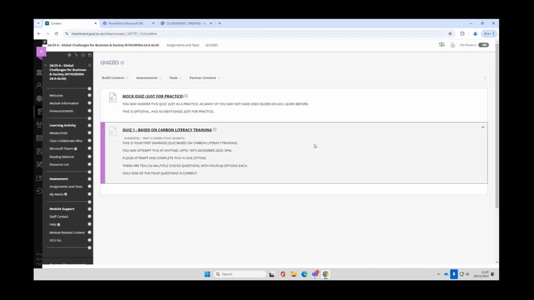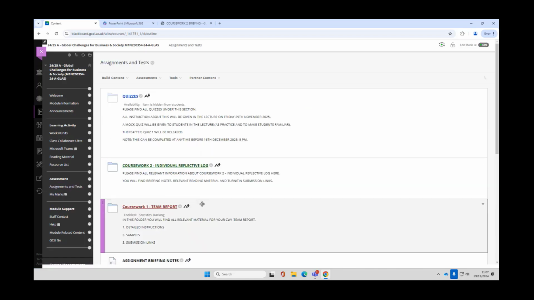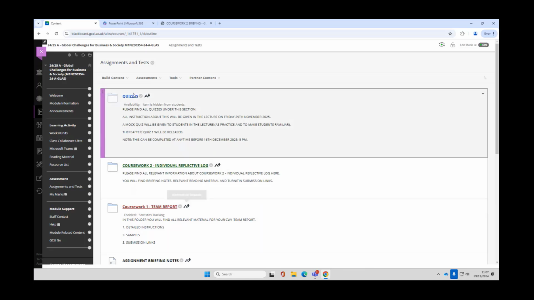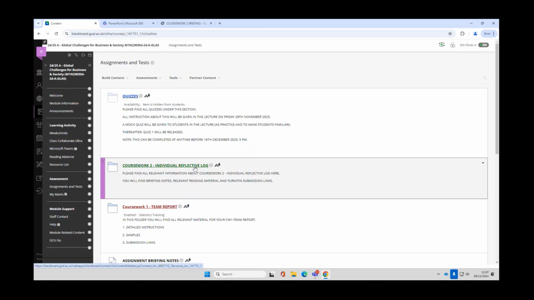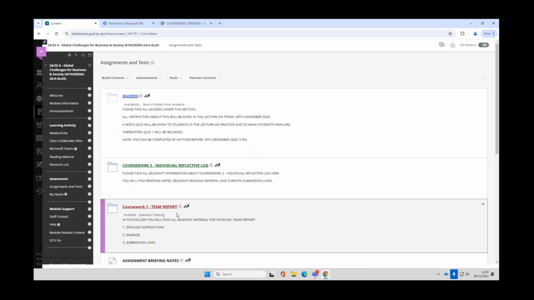So basically there'll be 2 quizzes there on the screen. You can't see it on your laptops. You'll have to see on the screen here. So I'll go back again. Under assignments and tests, you will now see 2 new folders. One says quizzes and the other one says coursework 2 individual reflective log. This individual reflective log is open right now. And of course, the third folder was coursework 1 team report. We don't need that anymore.